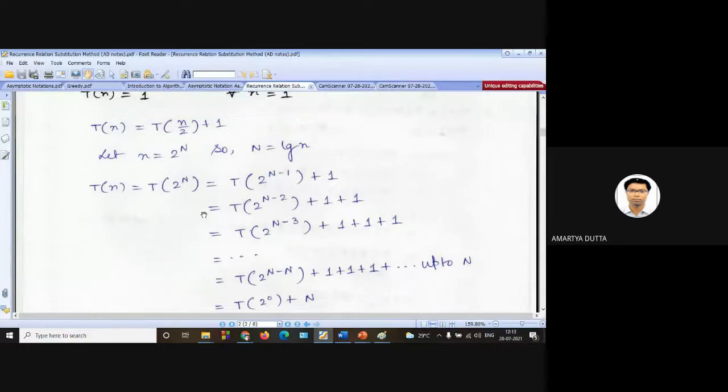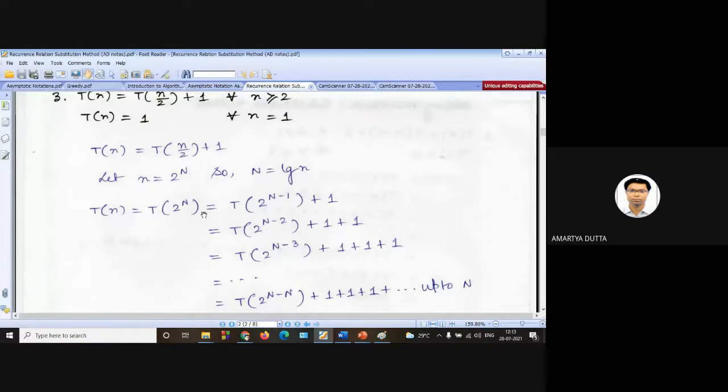Is it clear to you? The substitution method for binary search. Yes, sir.